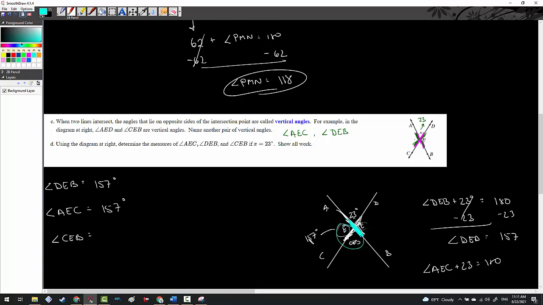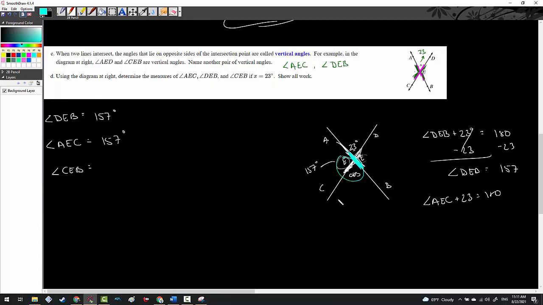So what I can say is that the 157 degrees and the angle CEB will be 180 degrees. And if I subtract the 157 from either side, I'm going to get CEB equaling 23. So, hey, we're kind of back to where we started.